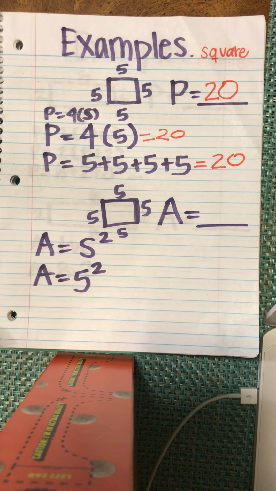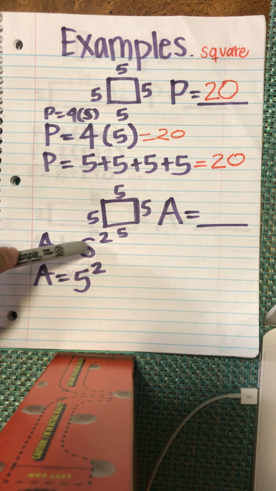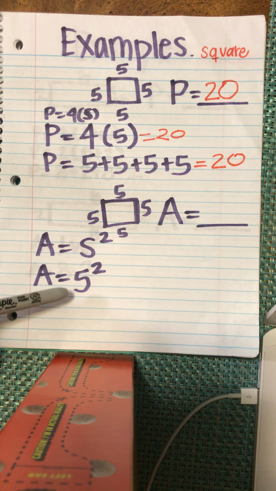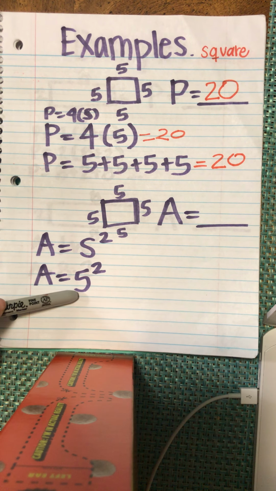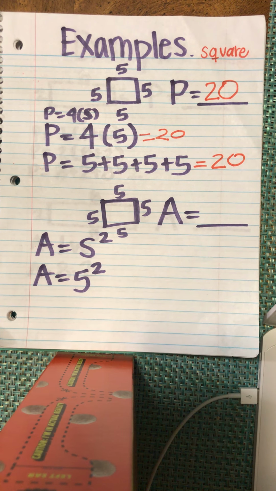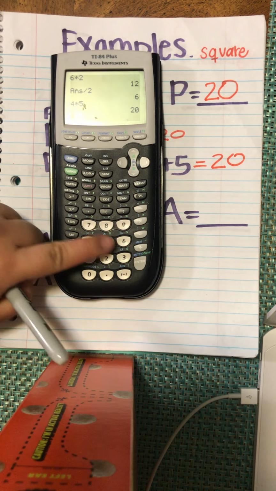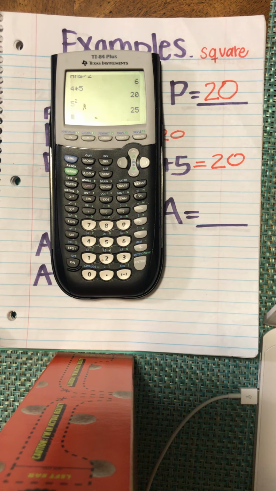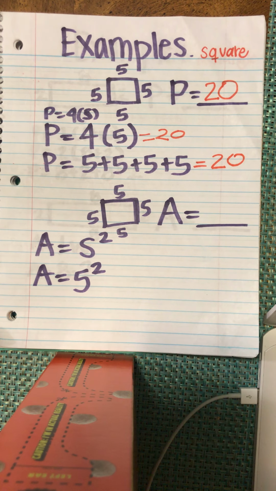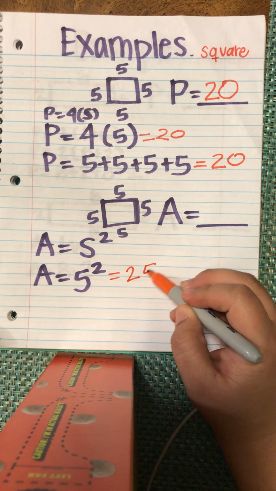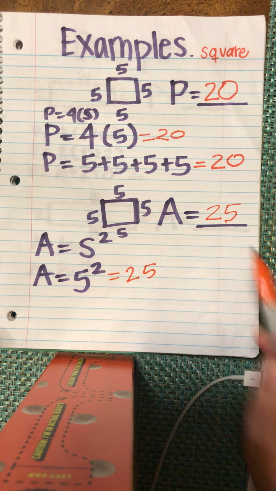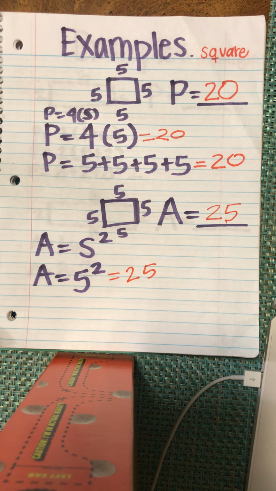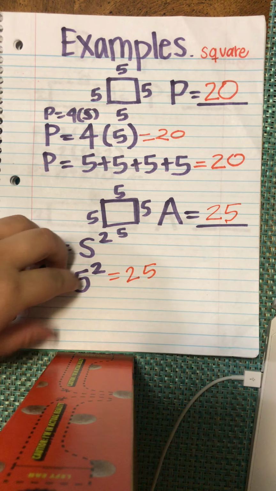Now we're going to move on to the area of the same square. It has 5s on each side, and the formula for that is area equals S squared. So here again, we need to replace the S with the number that we know, which is 5, and then you can get out your calculator for this one and do 5 squared, and then it'll show you what you get. You'll get 25. And so then here we can do 25, and we know the answer is area is 25.